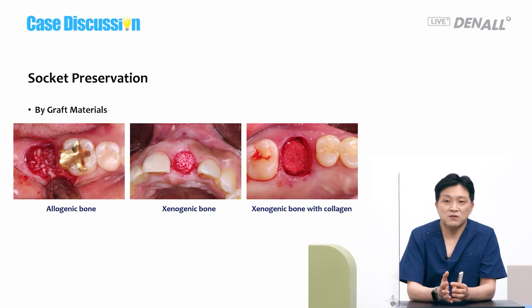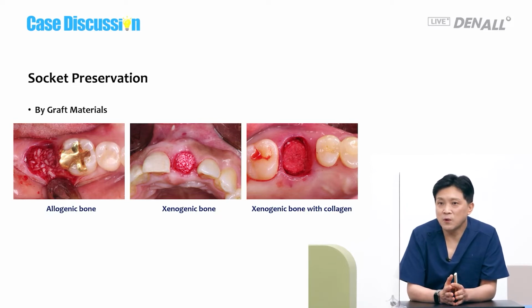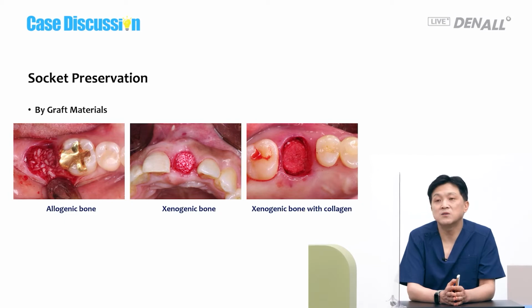Socket preservation can be broadly classified into two. First, by the graft material that goes into the socket. It can be allogenic bone, xenogenic bone, and these days collagen block is used a lot. So xenogenic bone with a collagen block.